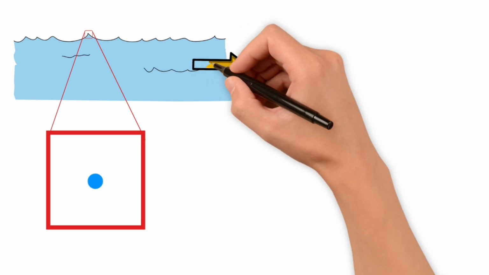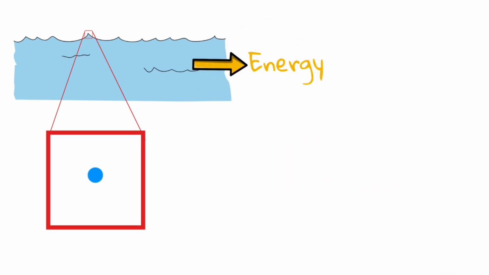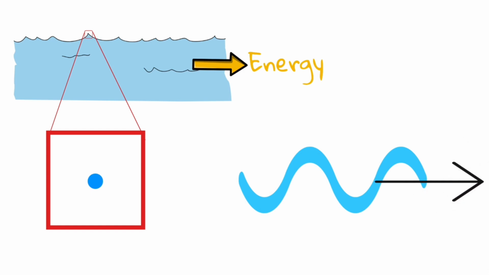Now let's follow a single water molecule as the wave passes. Even though the wave energy moves towards the shore, the water molecule doesn't travel with it. Instead, it moves up and down, oscillating in place. So while the wave moves forward, the water itself just jiggles.